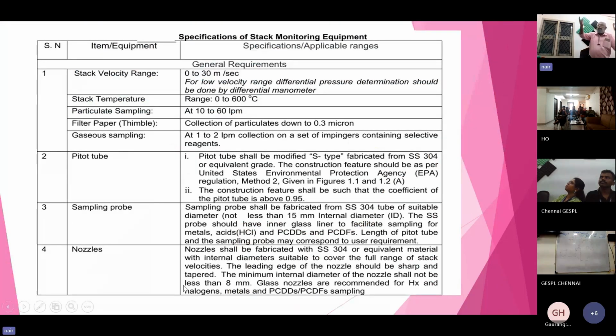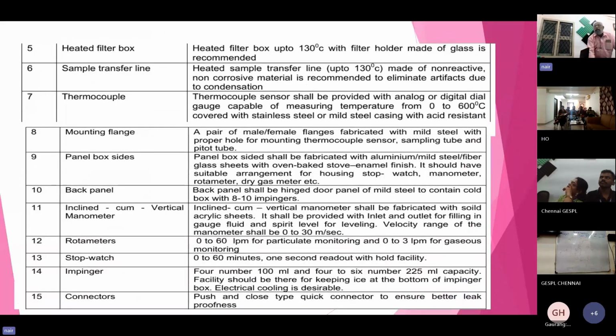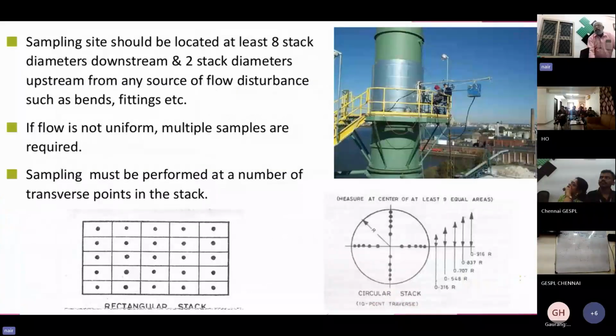See, the specification of stack monitoring equipment. You can go through this. That is simple. When you get this slide, you can go through it. You will get a copy of the slide. See, these points I want to specifically say.